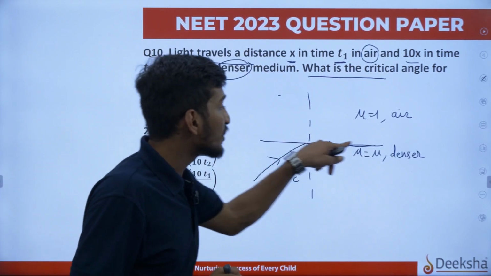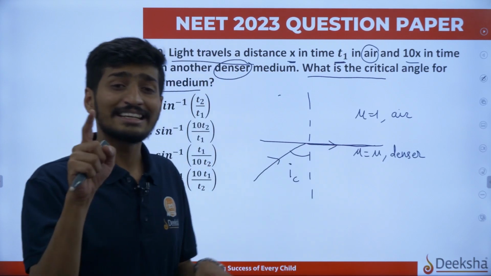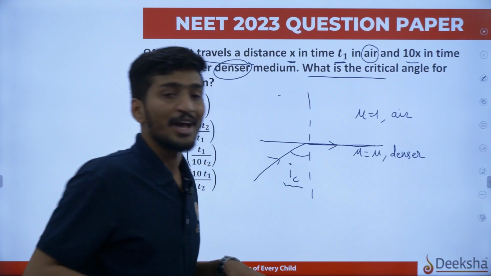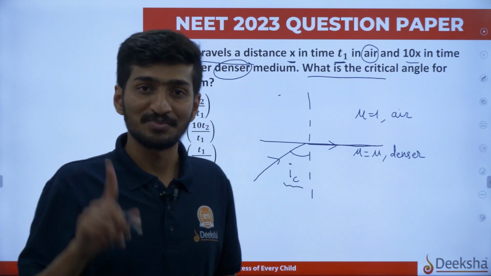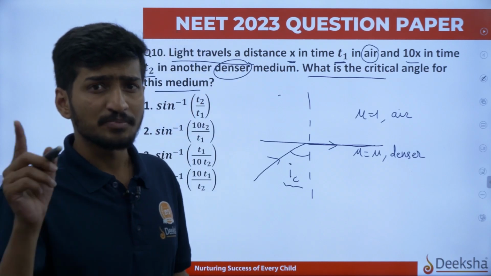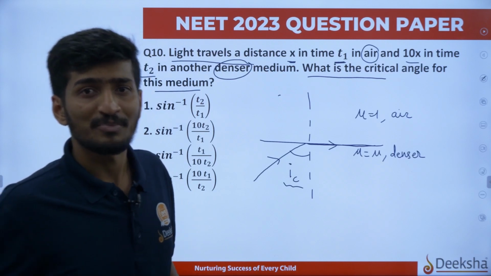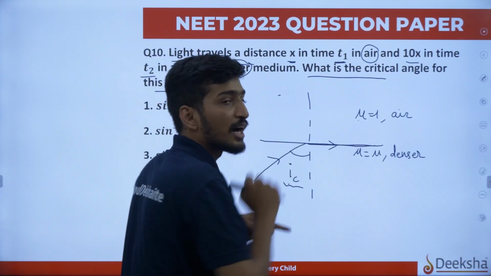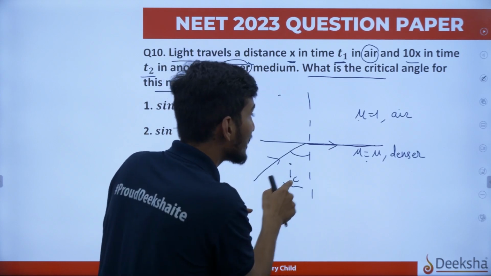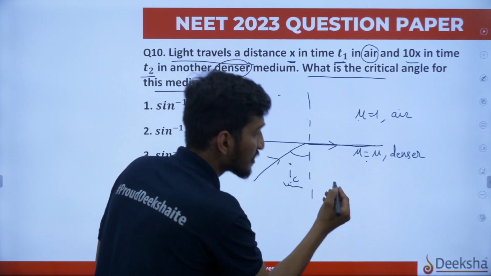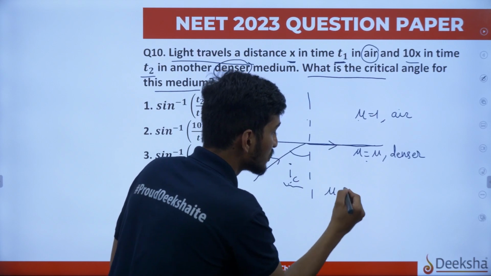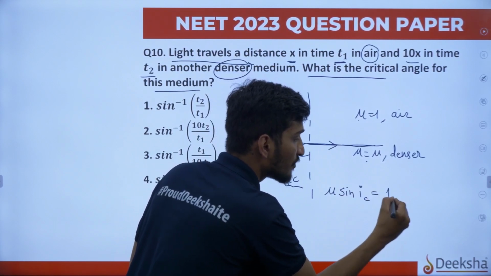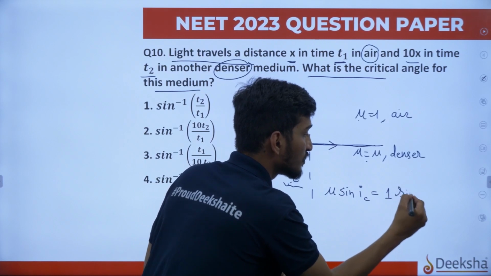This kind of motion of light is called the critical case of refraction, and this angle of incidence is called the critical angle. So how do we find this angle? We use Snell's law. Snell's law says mu1 sin i is equal to mu2 sin r. So let's say mu sin i should be equal to mu of air sin of r.